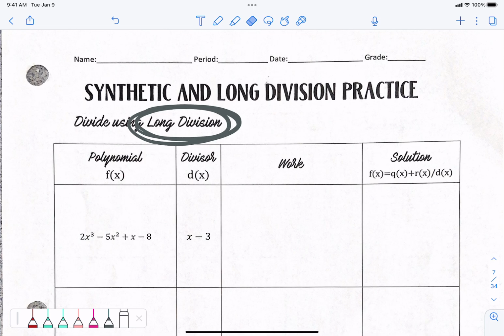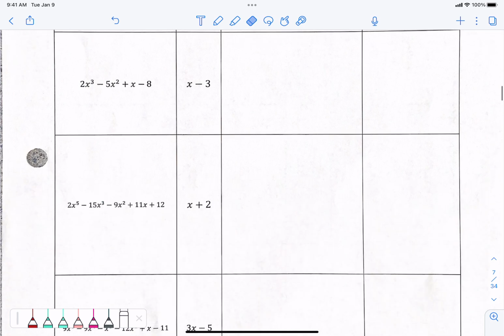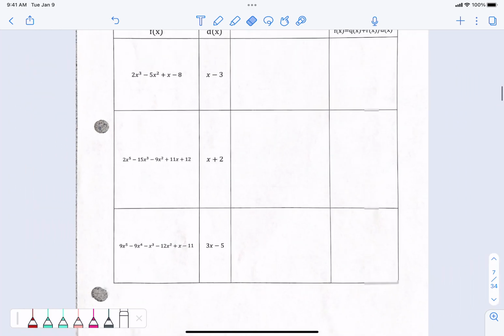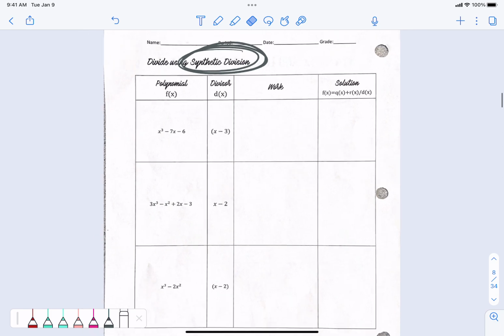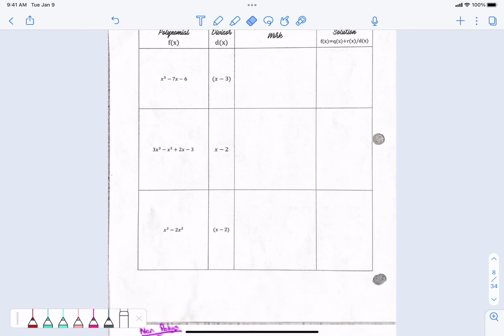Circle that. That means that the only problems that you have for homework are these 3 problems. That is it for today. Tomorrow, circle where it says synthetic division, and these are your 3 homework problems for tomorrow. Very nice.